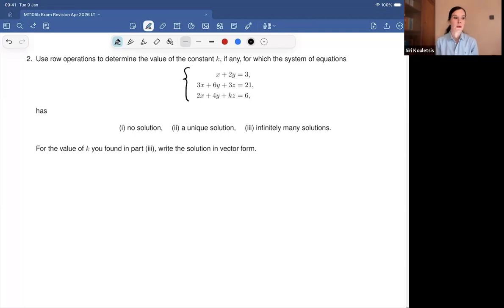Now we are going to use row operations. So let's just remind ourselves what this system here of equations looks like in matrix form. Of course, in the exam, you would go straight to the augmented matrix and then start doing row operations to save time. But since we're doing revision, let's make it very clear. Okay, so we have the so-called coefficient matrix.